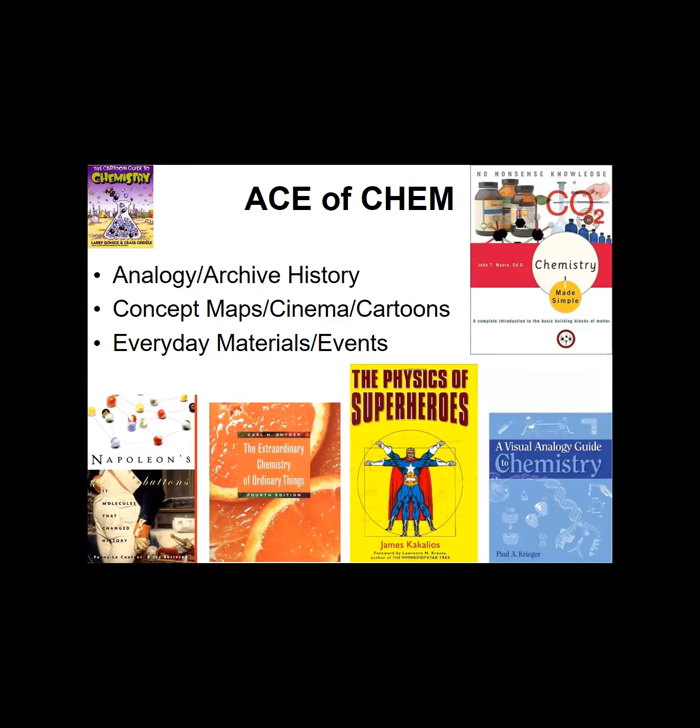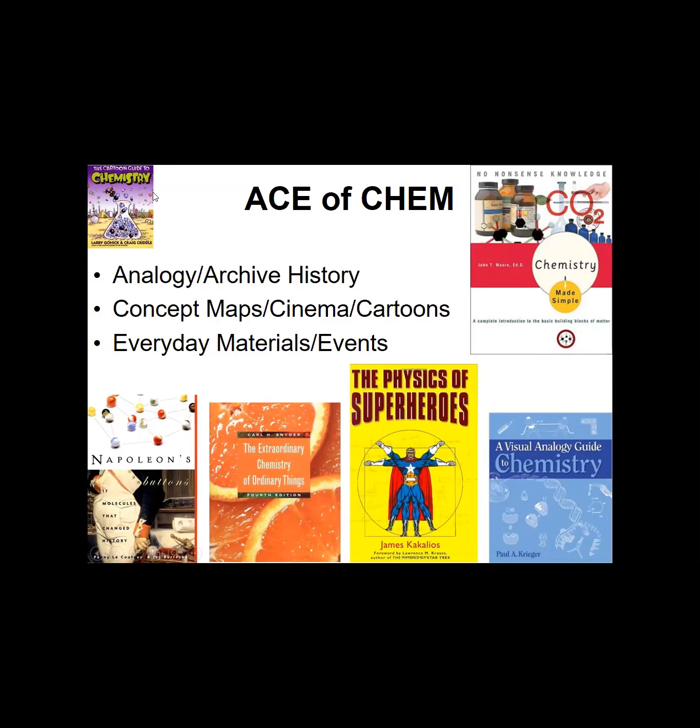So when you say ACE, that's your number one weapon. For me, ACE is an acronym that I use in the strategies in teaching chemistry. A is for analogy and archive history. C is for concept maps, cinema, and cartoons. There's another C that I'm going to tell you when we go to this example individually. And E is for everyday materials and events.